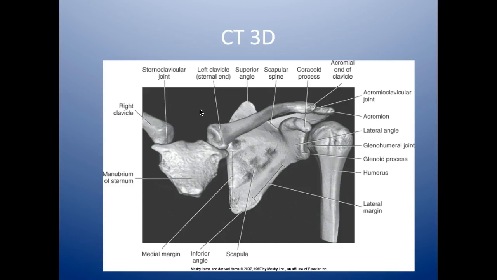This is a CT, it's 3D, so we'll start over here. So here's your sternal end of your left clavicle. You have your superior angle of your scapula with the scapular spine. Coming over to the end here, we have the acromial end of the clavicle with your AC joint right there, and your acromion. Here is a lateral angle of your scapula with the glenohumeral joint, and we have the glenoid process with the humerus, the lateral margin, the inferior angle, and the medial margin. We have your manubrium, and this is your right clavicle with your sternoclavicular joint.